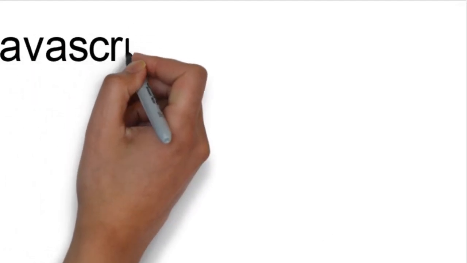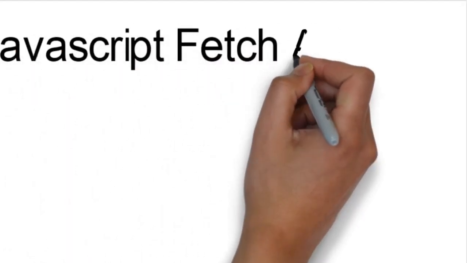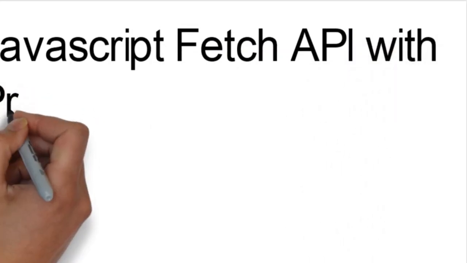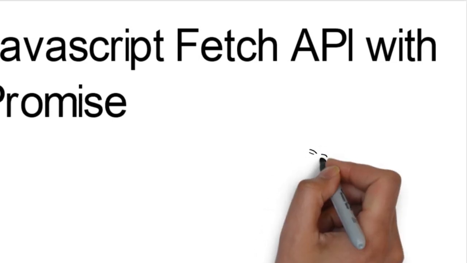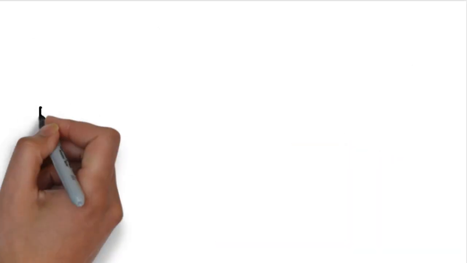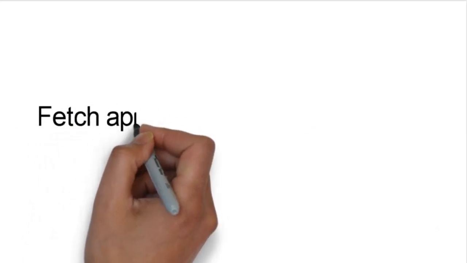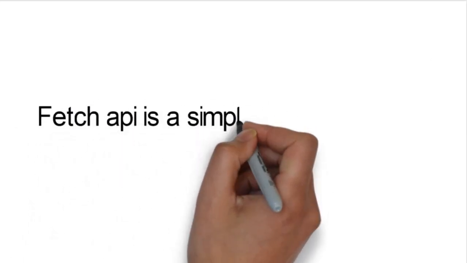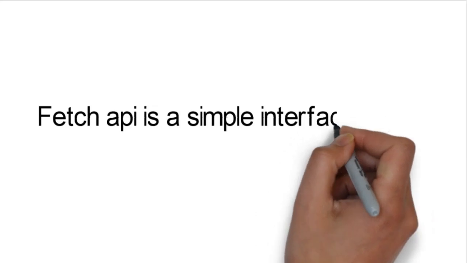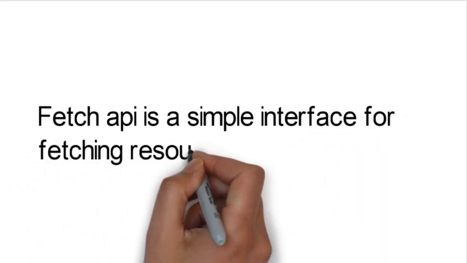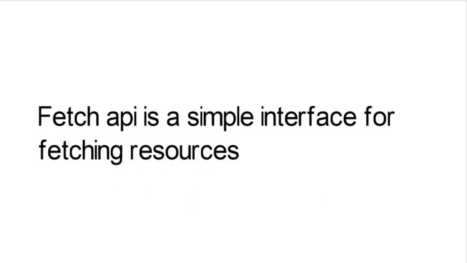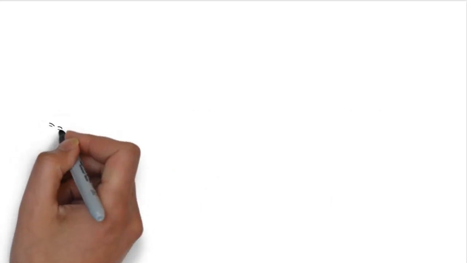So in this tutorial I will be talking about the JavaScript fetch API with promises. So how to make a request using the fetch API with promise. This will be a short little tutorial. Basically, the fetch API is a simple interface for making requests. You can see that the fetch API is a simple interface for fetching the resources which are there on the internet.